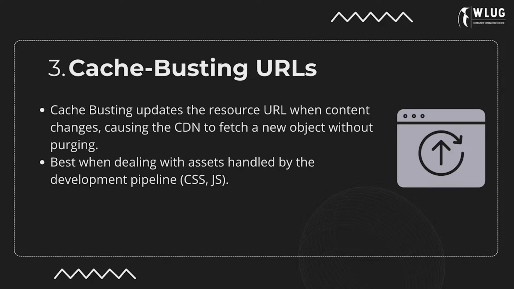So suppose the original content was in the style.css file, and we made some updates. Instead of updating each and every change that we have made, we basically tell the CDN to fetch a new file and to replace the previous one. So this is best for assets handled by the development pipeline, that is the CSS or the JS files.